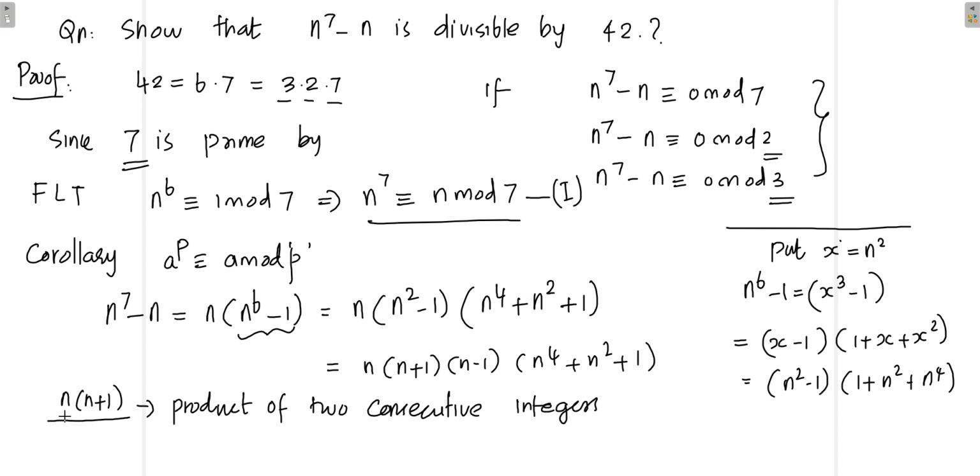ഓക്കെ, അപ്പോൾ ഇത് രണ്ട് അടുത്തടുത്ത ഇൻറ്റീജേഴ്സിൻ്റെ പ്രോഡക്റ്റ് ആണ്. അതിനകത്ത് ഒരെണ്ണം ഉറപ്പായിട്ടും ഈവൻ ആണ്. കാരണം n ഓഡാണെങ്കിൽ n പ്ലസ് 1 ഈവൻ ആണ്, n ഈവൻ ആണെങ്കിൽ n പ്ലസ് 1 ഓഡ്. ഇത് കാരണം അടുത്തടുത്ത ഇൻറ്റീജേഴ്സ് ആണ്, അടുത്തടുത്ത നമ്പേഴ്സ് ആണ്. ഓക്കെ, അപ്പോൾ ഒരെണ്ണം ഈവൻ ആയതുകൊണ്ട് ഇത് an odd number and even number ന്റെ പ്രോഡക്റ്റ് ആണ്.